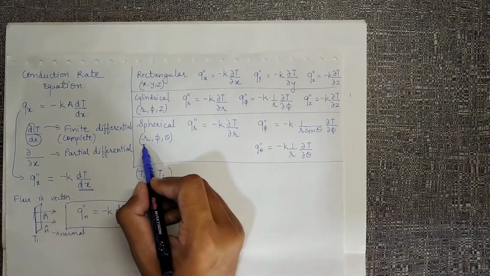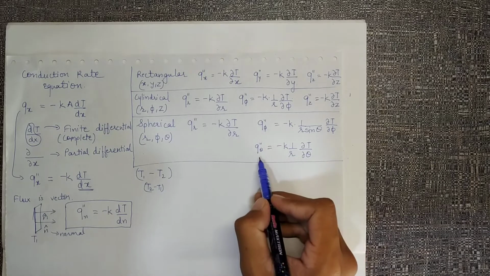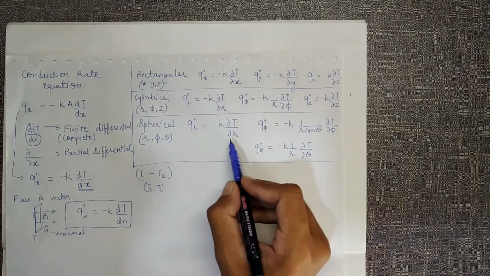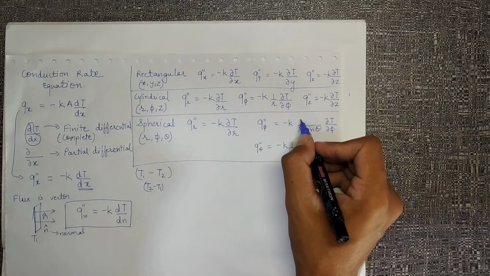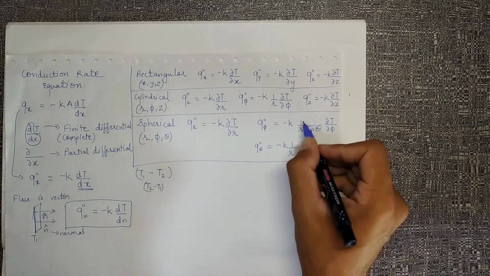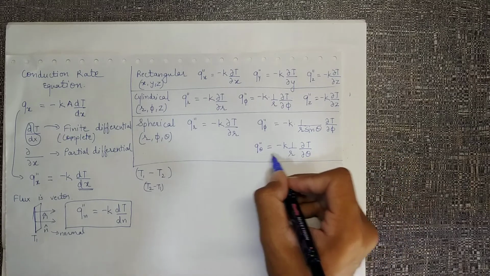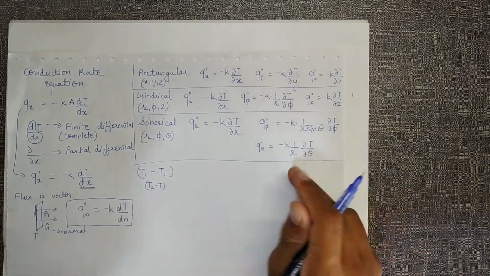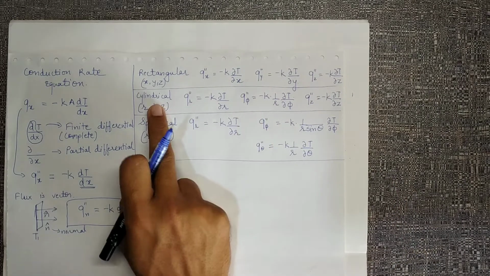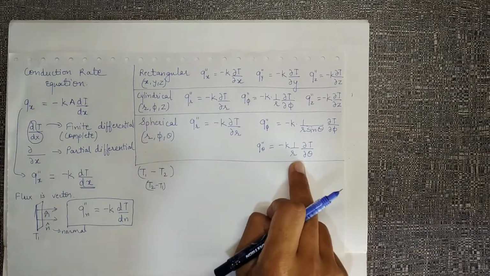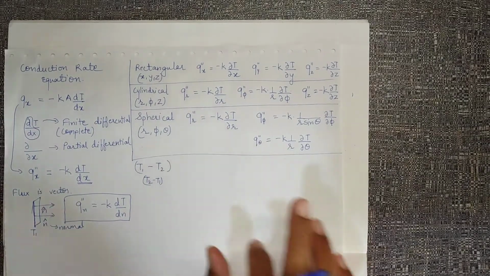Now in the spherical system we have r, phi and theta, so the flux in r, flux in phi and flux in theta. The formulas are given over here. The special note to take is that with phi we have 1 over r sine theta, and with theta we have 1 over r. So the factor which we had in phi for cylindrical has come to theta in spherical. That's the difference.